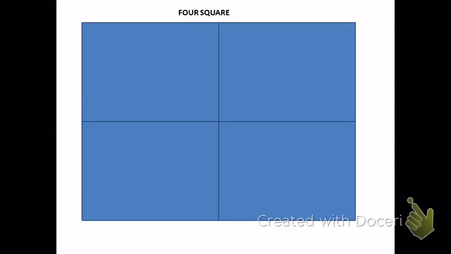All right, so today we're going to be solving problems using the four-square method to, again, find common denominators. Okay, and we're going to be adding and subtracting fractions. Please draw the square. What goes in square number 1?